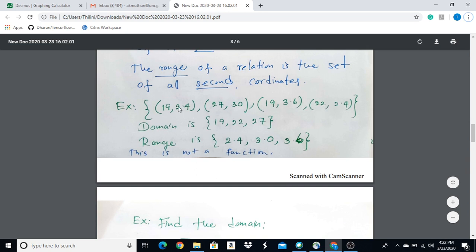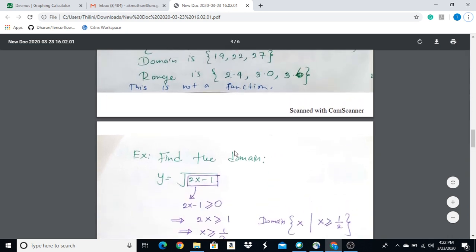Why? Because here also we have the same problem with the same first coordinate, 19 here, and here also 19, but you can see the second coordinate is different. It is 2.4 once, and here it is 3.6. So this relation is not a function.